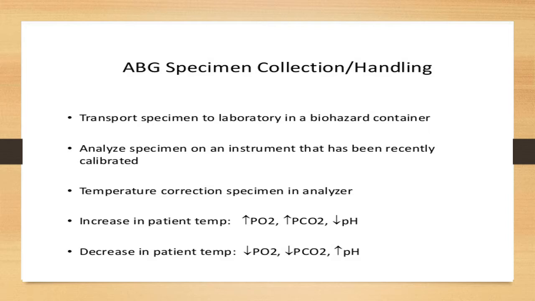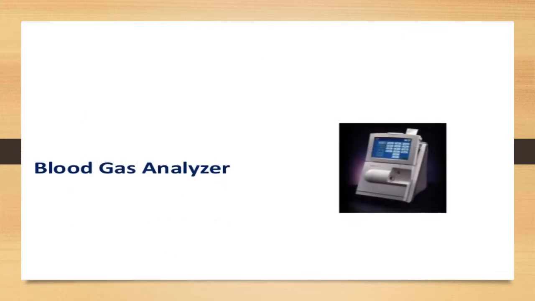Temperature correction: when the specimen is in the analyzer, an increase in patient temperature means increased PO2, increased PCO2 and decreased pH. And a decrease in patient temperature indicates decreased PO2, decreased PCO2 and increased pH. Blood gas analyzer: this is the machine with which we perform the arterial blood gas.